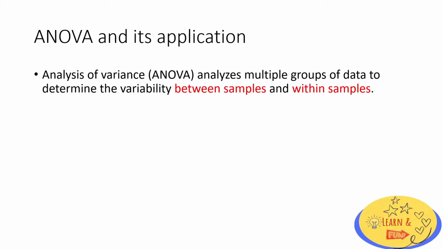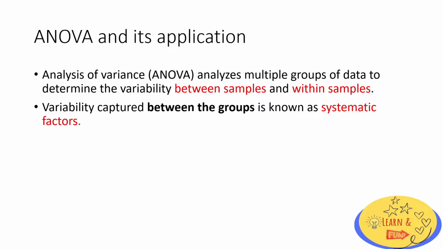ANOVA is basically a technique where you analyze multiple groups of data to determine the variability, and the variability actually comes from two sources. The first one is between the samples. This is what we are trying to check, whether groups are different. And then within the samples, because the observations or scores that we have may not be exactly the same, like in our case.